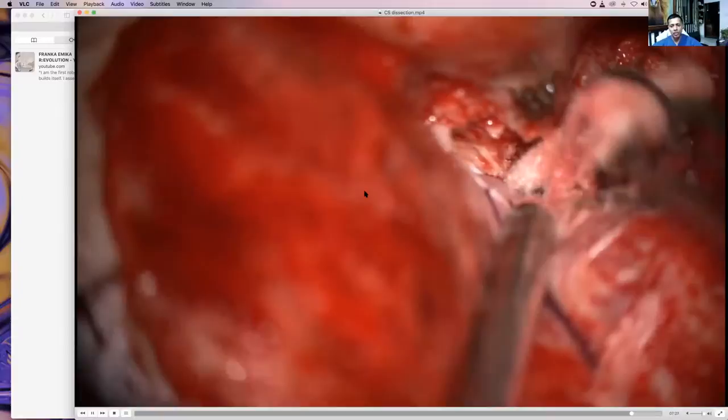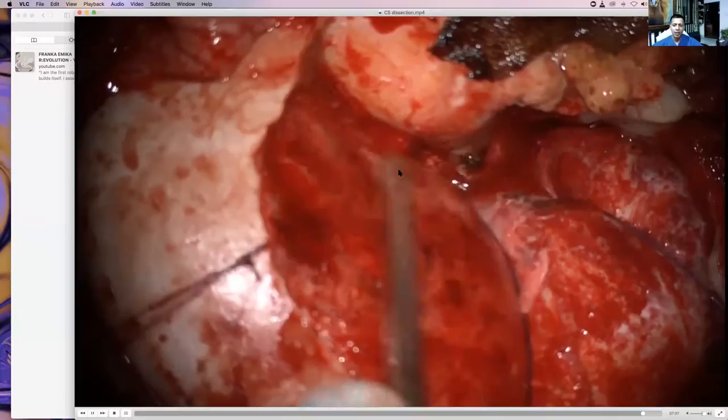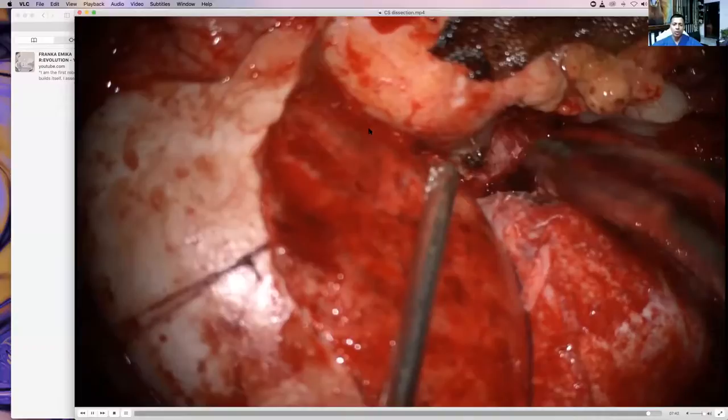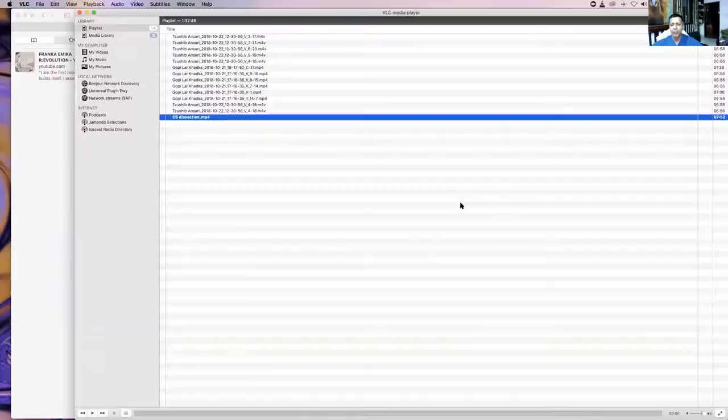So you see the cavernous sinus, the transcavernous dissection is done. The temporal lobe is completely off the cavernous sinus. Anterior clinoid is removed. And you see the frontal temporal curvature. It is nothing now. Frontal temporal curvature is done for. So you can start opening the dura here in the base. And then that's it. So that was the case.